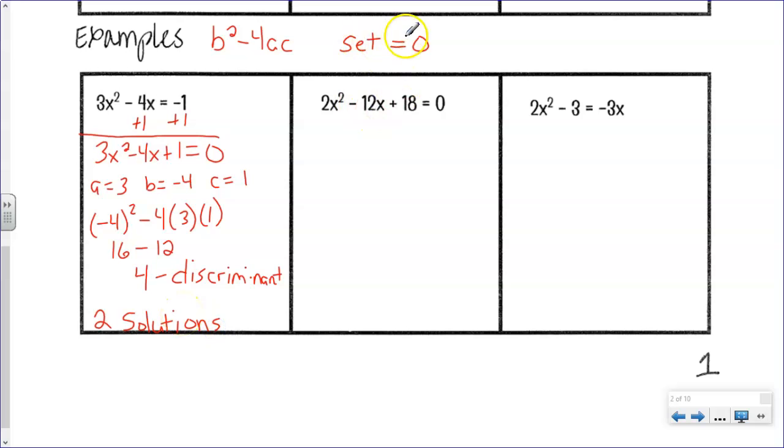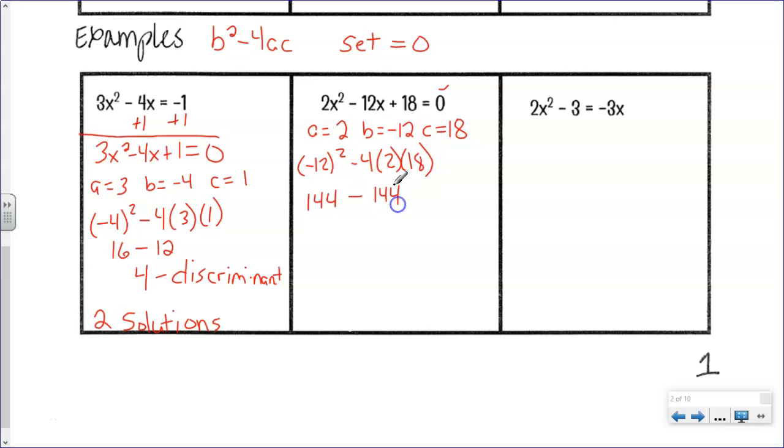Okay. So first thing we do, set equal to 0, check. All right, so now my a is 2, my b is negative 12, and my c is 18. We're going to plug it in. So we have negative 12 squared minus 4 times a times c. Negative 12 squared, you put that in your calculator, you get 144. 2 times 18 is 36, times 4 is 144. 144 minus 144 is 0.